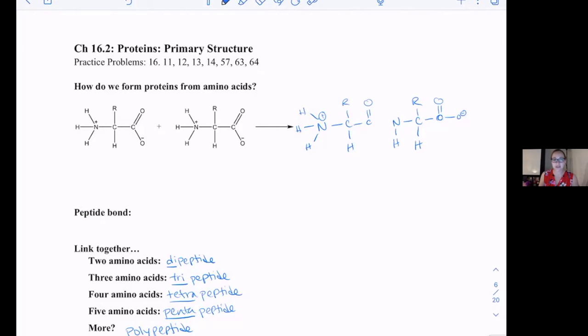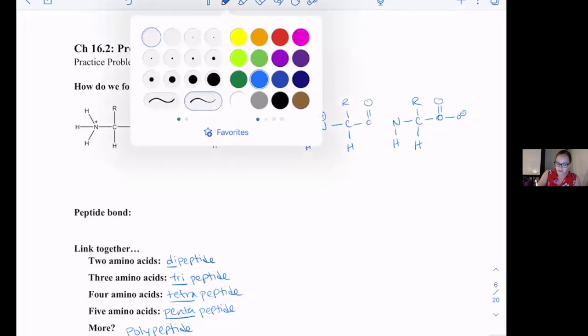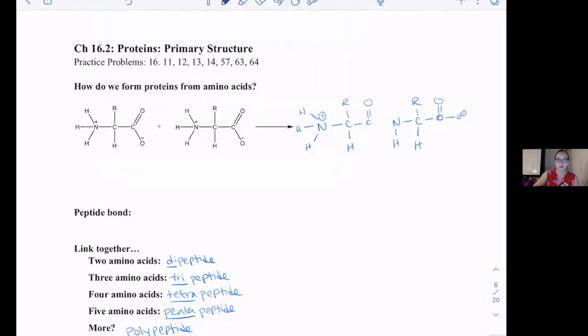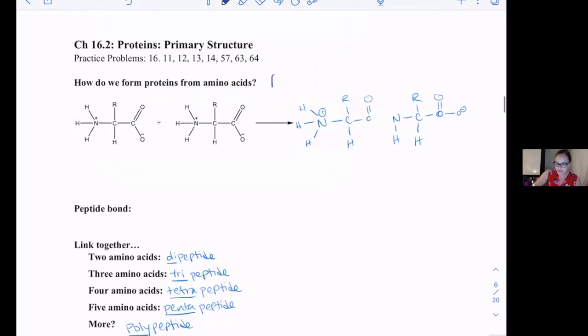So primary structure just talks about how amino acids are connected to each other. And how do we form proteins from amino acids? If you remember from the very beginning of the last set of lectures, proteins are like biopolymers. They have lots of amino acids, so it's a polymer made of amino acids. So how do we form proteins from amino acids? It's through an amidation reaction.